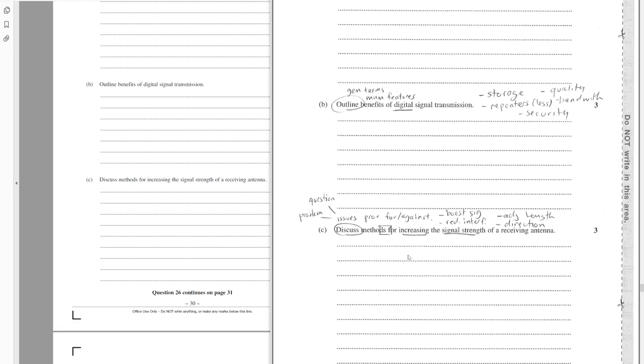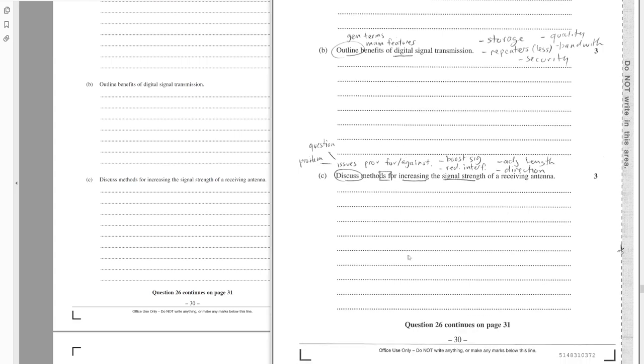Discuss the methods for increasing signal strength of a receiving antenna. Now, I felt this was a hard question. I haven't talked about what people have done well and what they haven't recently. I would have thought this would have been answered terribly. But the thing you've got to remember is the HSC markers do have some leniency: as long as you've made an attempt, they're going to give you one mark. So if you say make sure that the antenna is not blocked by trees, I'll give you one mark for that straight away, maybe even two.